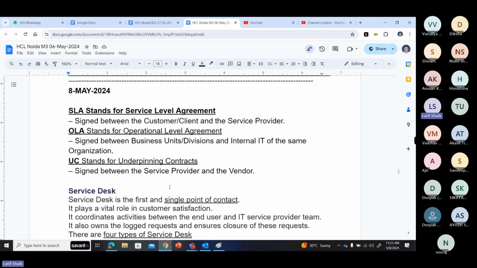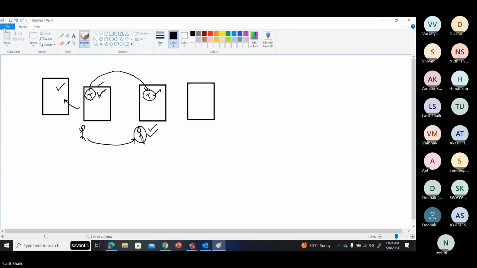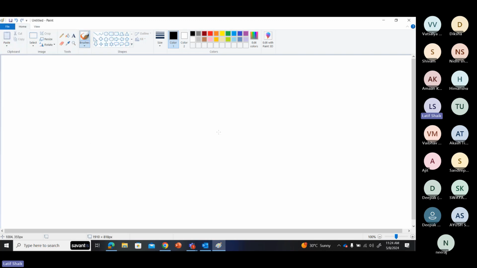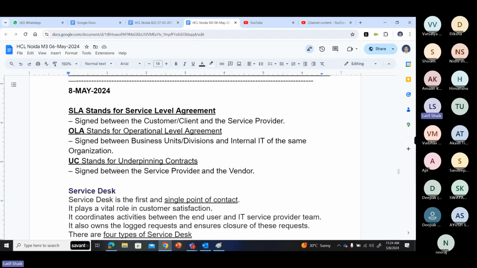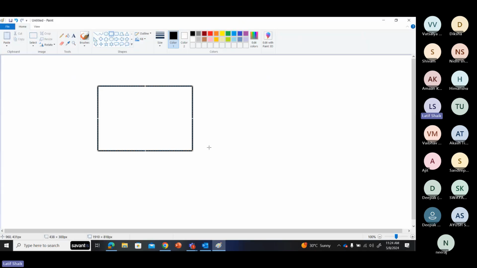Next, UC, underpinning contract. It is signed between a service provider and a vendor.